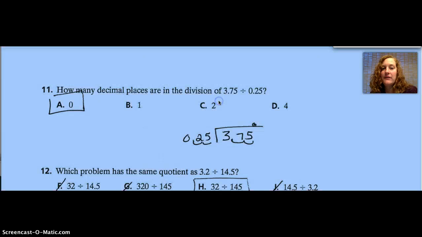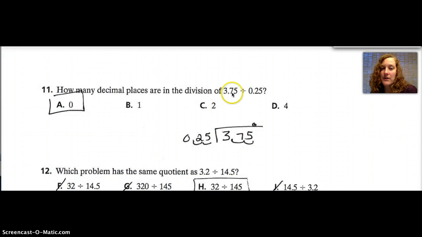How many decimal places are in the quotient of 3 and 75 hundredths divided by 25 hundredths? You could just look at it and say, well, this is a hundredths divided by a hundredths, so that means it evens out. But if you wanted to be sure, you could write it out. Our divisor has decimals in it, so we need to move it 2 places to the right, or multiply it by 100, which means I need to multiply my dividend by 100. So the problem becomes 375 divided by 25, which has 0 decimal places.